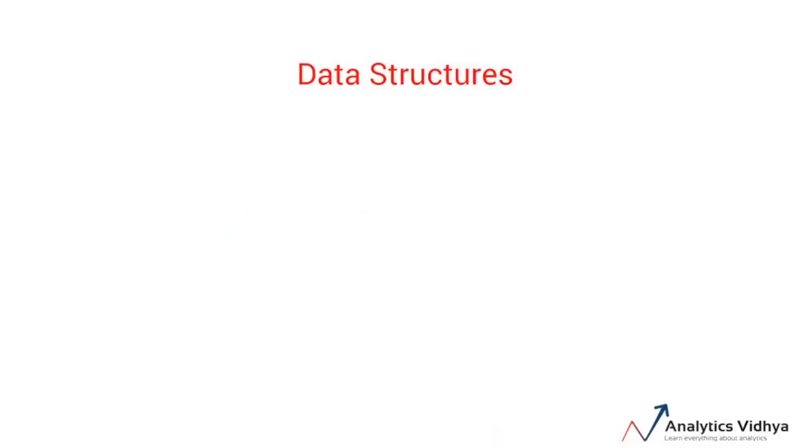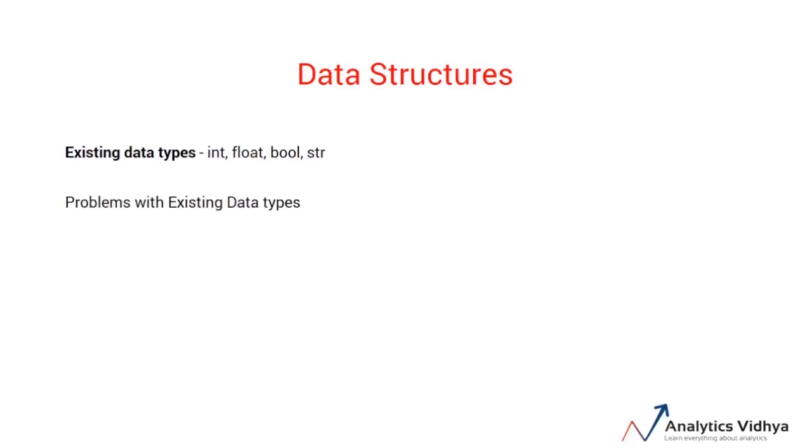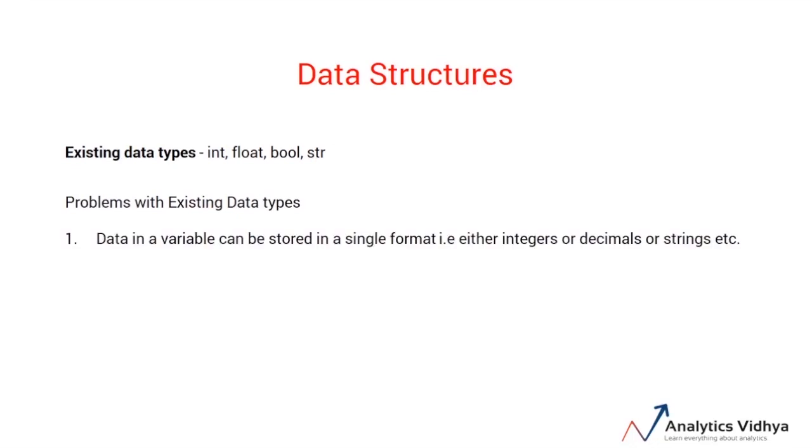In the previous videos, we had a look at existing data types supported by Python, like int, float, bool, and str. But they do suffer from some flaws. Let us look at the problems with existing data types. Variables of these existing data types can store only a single format. For example, integers for the int data type, decimal numbers for the float data type, true or false for the boolean data type, and only strings for the str data type.